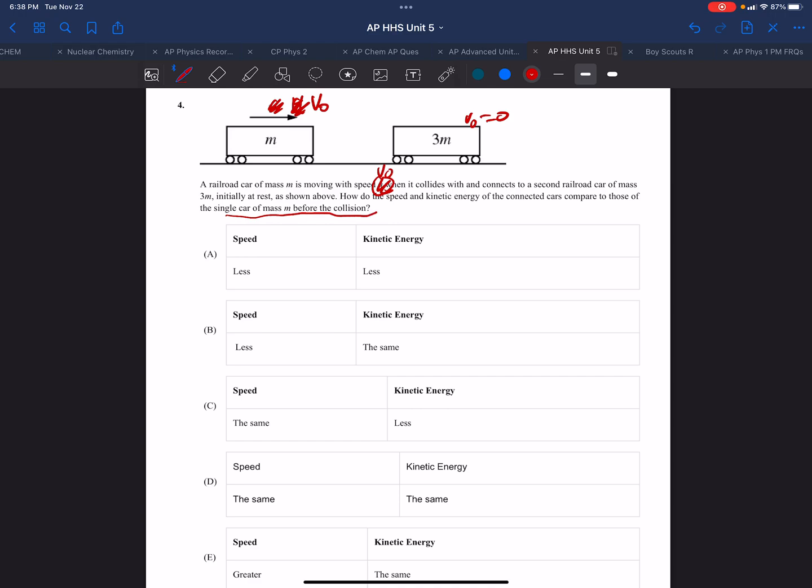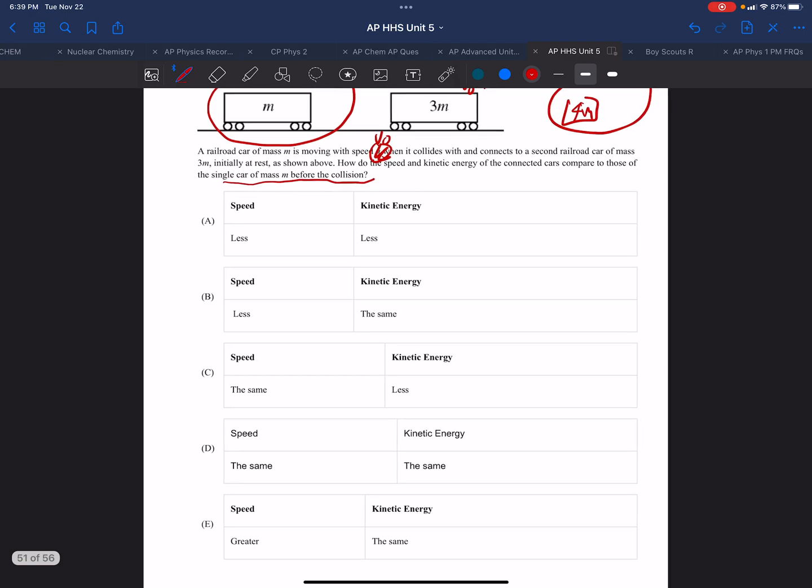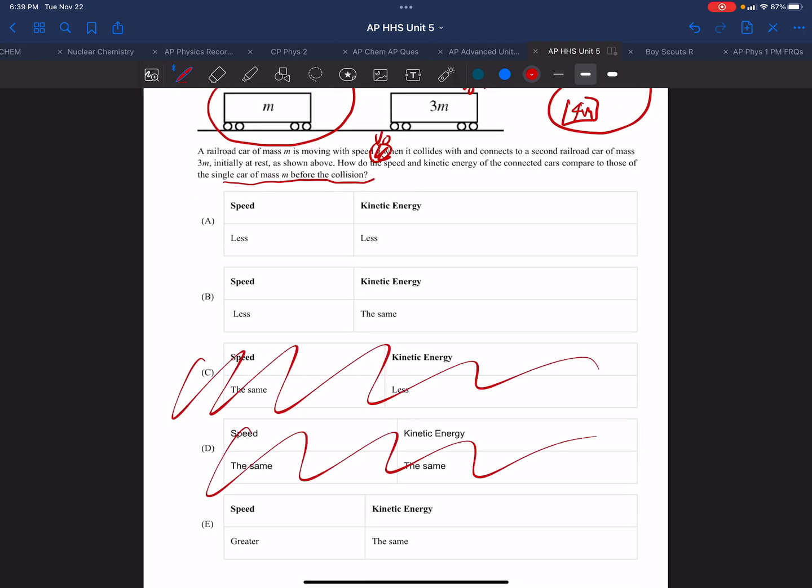So what we know about the speed is this momentum of this block is now going to be shared with this new system that has a mass of 4m. So the speed is going to be less. So we can take off this one and this one and this one because it's not the same and it's not greater. It's less.